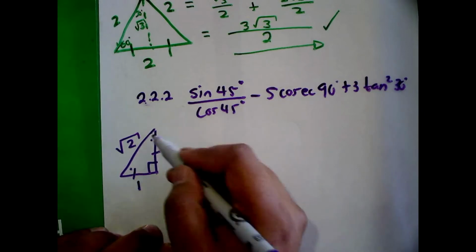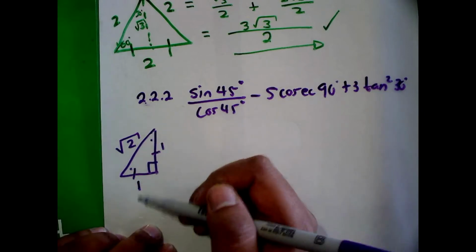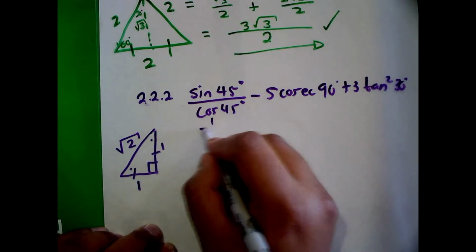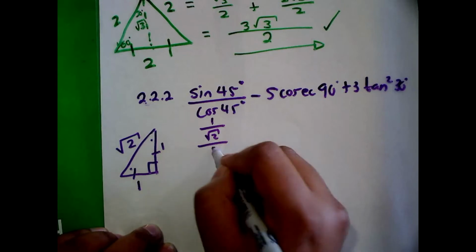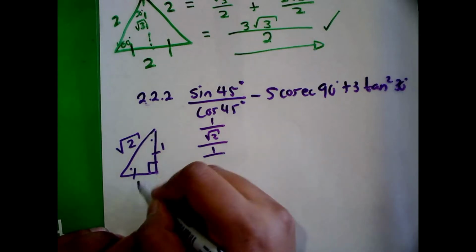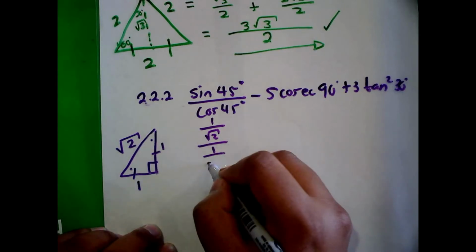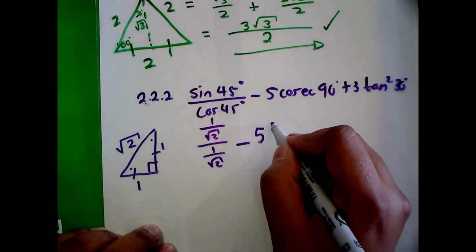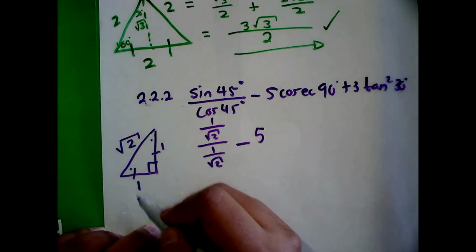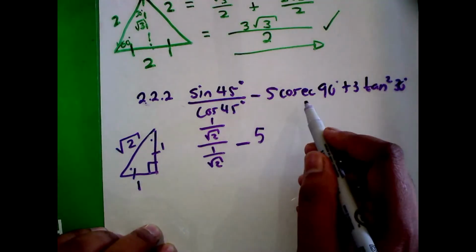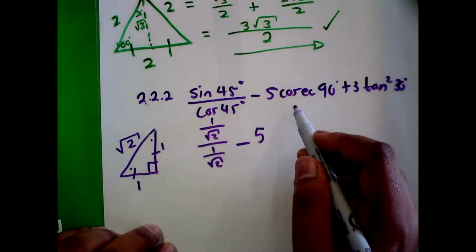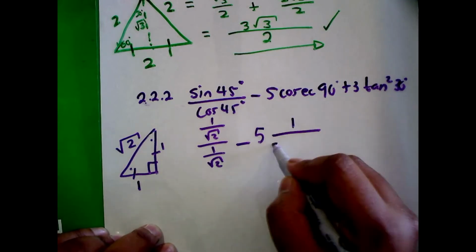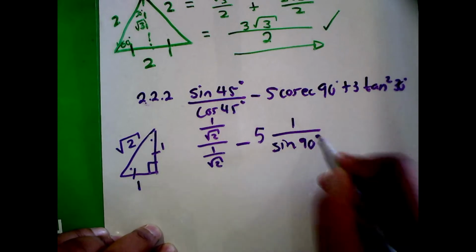So I can use it from both ways, I still get the same answer. So sine 45 is from 45 is O over H, which is 1 over square root 2 over 1. Now cos is A over H, so 1 over square root 2 minus 5. Cos 45. Yeah, so cos is the same thing. Right. Cosec is what? 1 over cos. It's sine, isn't it? It's 1 over sine 90 degrees plus 3.